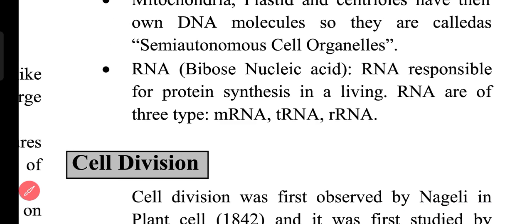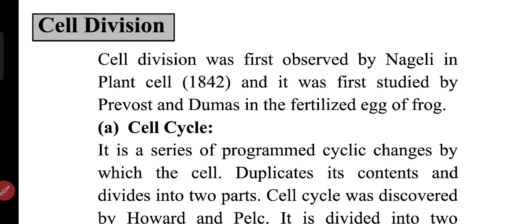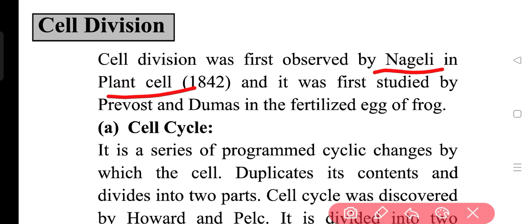After that, we get some idea about cell division. It is also a long process. Basically, just quickly I will tell you what cell division is. Cell division was first observed by Nageli. Remember this scientist's name. Nageli observed it in the plant cell in 1842, and it was studied by Prevost and Dumas in the fertilized egg of the frog, that is, in the animal cell.